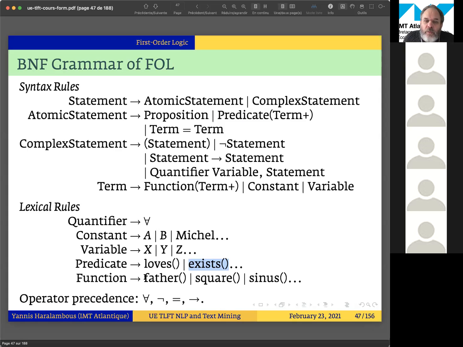Do not confuse father with the predicate is the father of. In that case, if I say X is the father of Y, then is the father of is a predicate because it's either true or false. We will see examples.